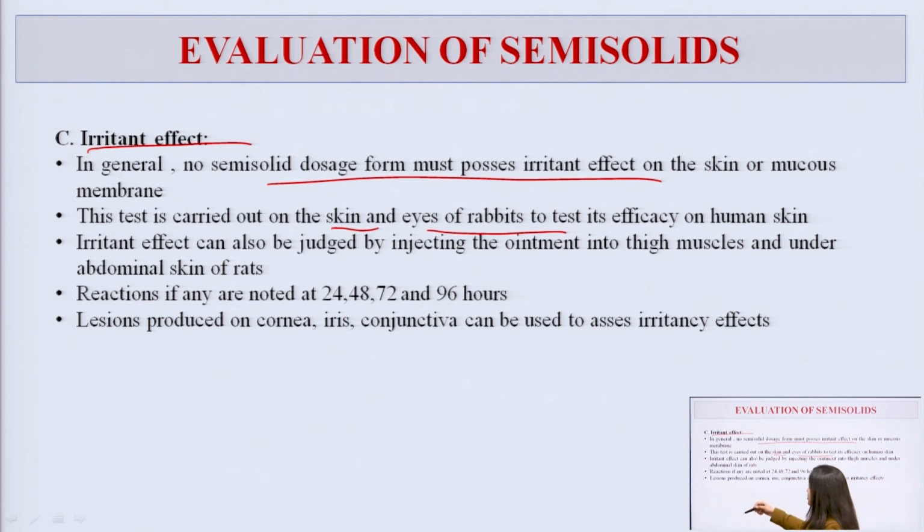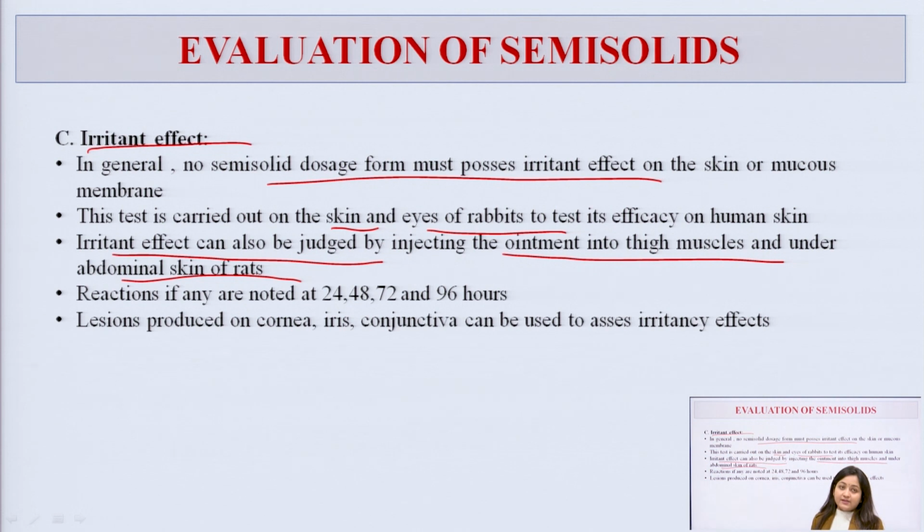Now, after application, what is important here is that the irritancy effect can also be judged. If you want to judge the irritancy effect in another way, it can also be judged by injecting the ointment into the thigh muscles or abdominal skin of rats. For that purpose, we can also judge this effect by injecting the same ointment into the thigh muscles or into the abdominal veins of this particular animal, for example rats.